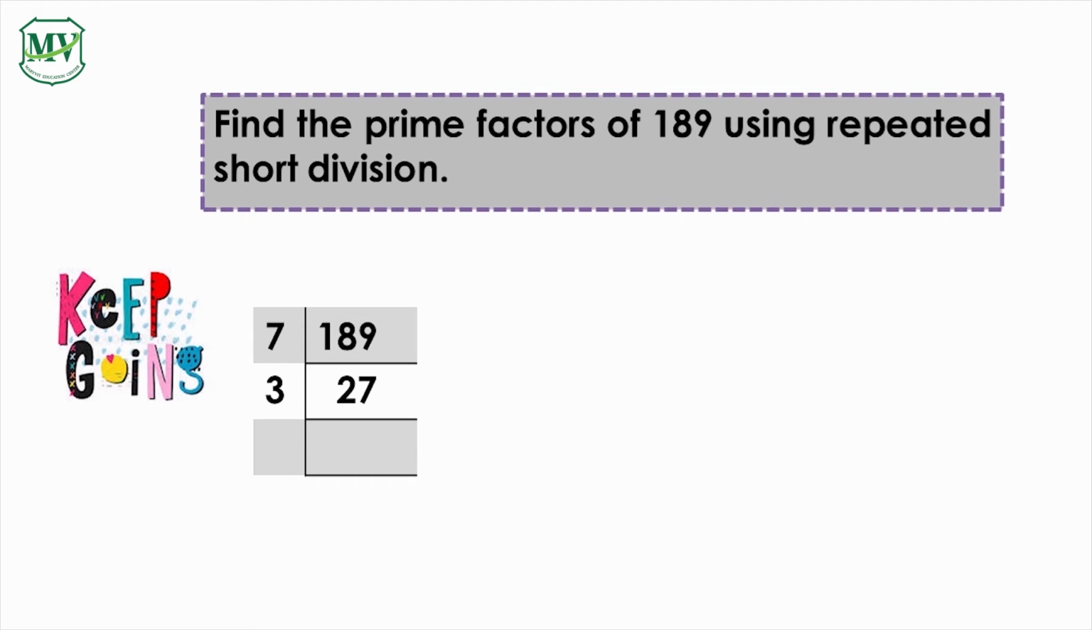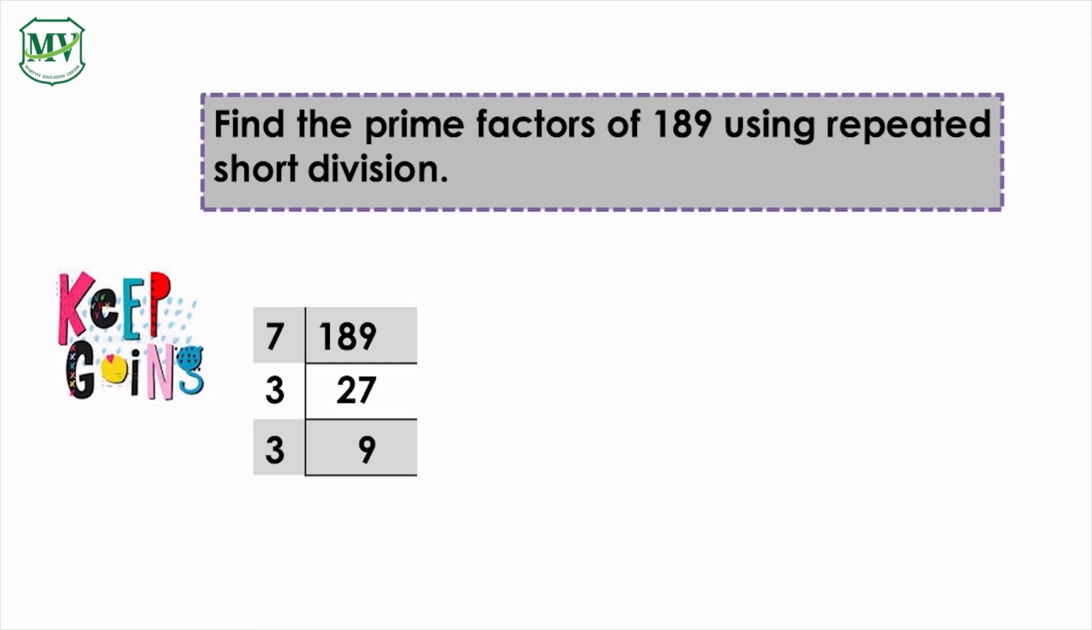What prime number can you divide 27? Did you say 3? What is 27 divided by 3? You're right! 27 divided by 3 is 9. Is 9 a prime number? 9 is not a prime number. So let's continue factoring out 9. What prime number can you divide 9?